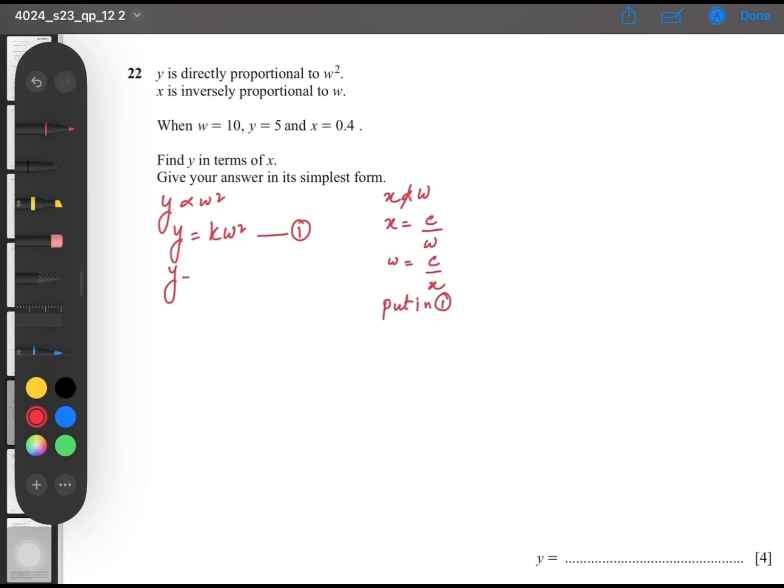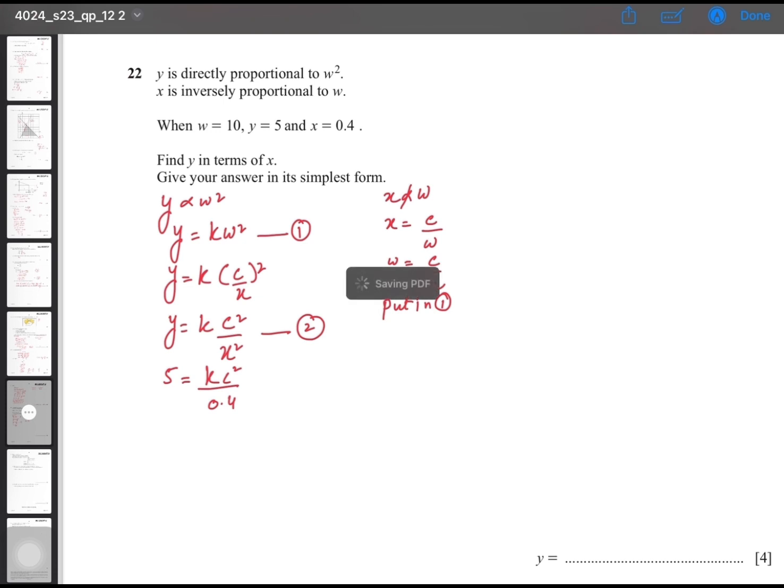So the first equation is y is equal to k into c over x, whole squared. So if we apply the square, it will be k c squared over x squared. So this is equation 2, and we just plug in the values of y and x. The value of y is 5 and the value of x is equal to 0.4. So it is 0.4 squared.